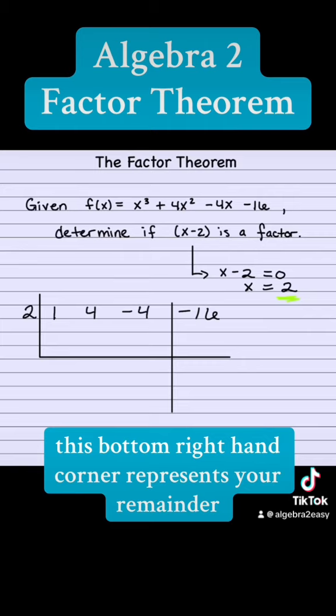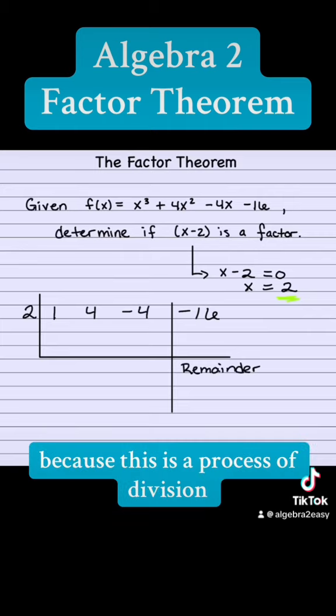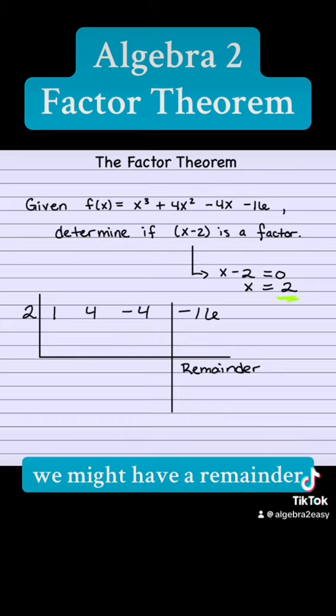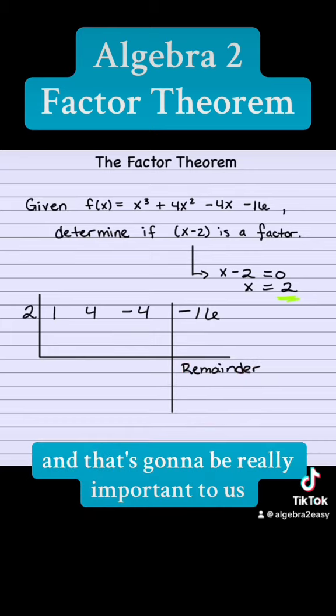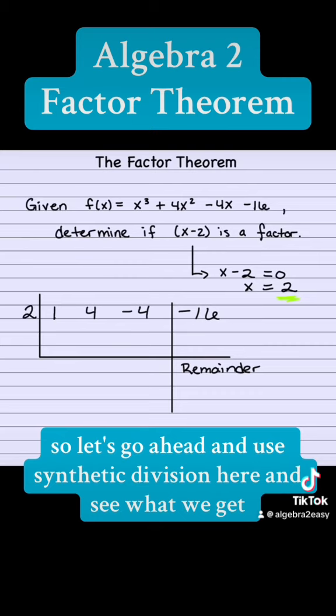This bottom right-hand corner represents your remainder. Because this is a process of division, we might have a remainder, and that's going to be really important to us. So let's go ahead and use synthetic division here and see what we get.